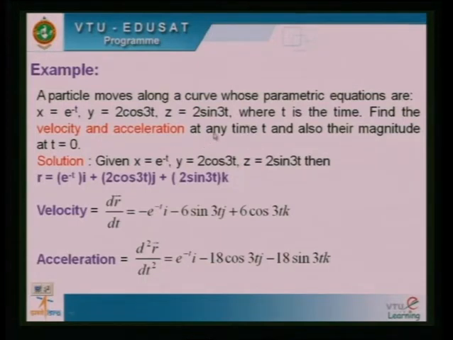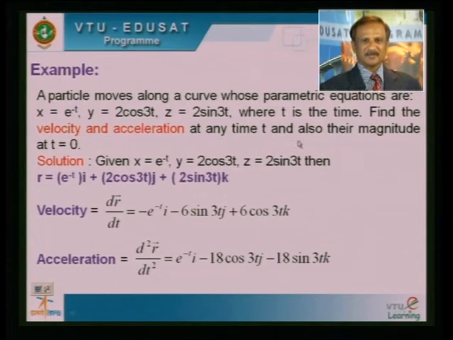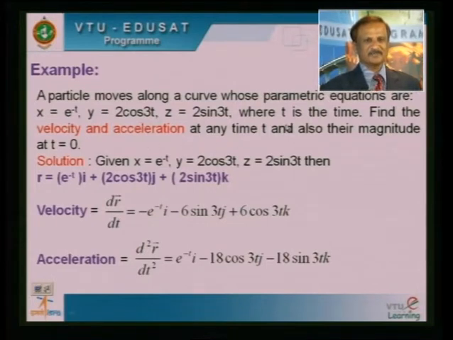Is it clear? So once again, you can compare this example with the previous examples. The only new part is to find their magnitude at t is equal to 0. When we compare with the previous examples, we have calculated magnitude as well as velocity and acceleration. But in this example, they have given it in a different form. Different form means instead of giving the symbols, they have given it in words. Calculate velocity, calculate acceleration, calculate magnitude at t is equal to 0.